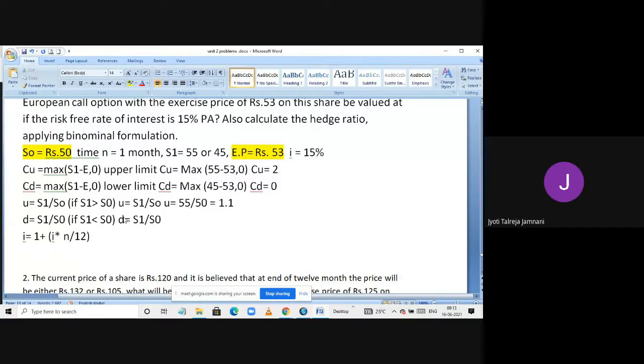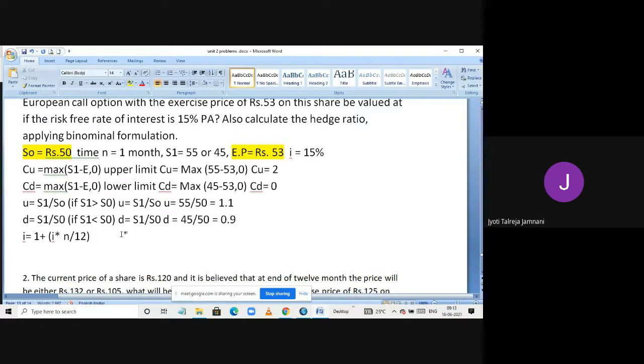Then we are doing D. D is the down value or lower value. So for D, we have to take the lower S1, that is 45, divided by S naught, which is 50. So 45 divided by 50, if we do, we get 0.9. Yeah, correct.